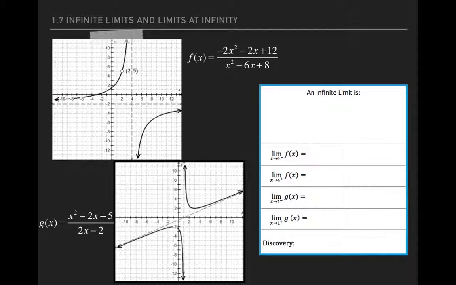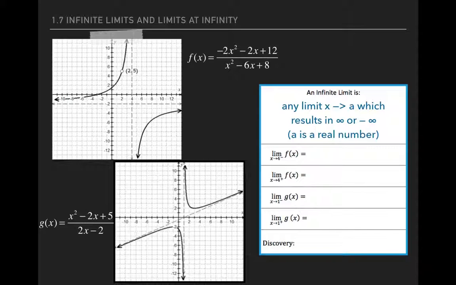The f function is on top and the g function is on the bottom, and we're going to define what an infinite limit is. An infinite limit is any limit such that as x approaches a, the result is infinity or negative infinity, a being a real number. So it's any limit where x is approaching a, which results in infinity or negative infinity.